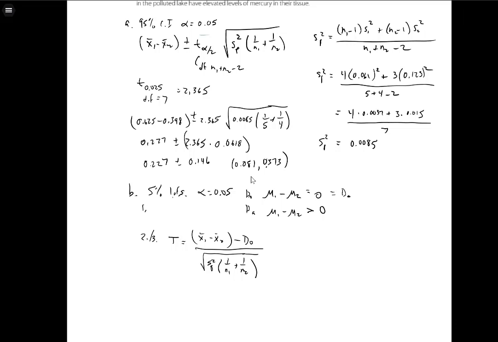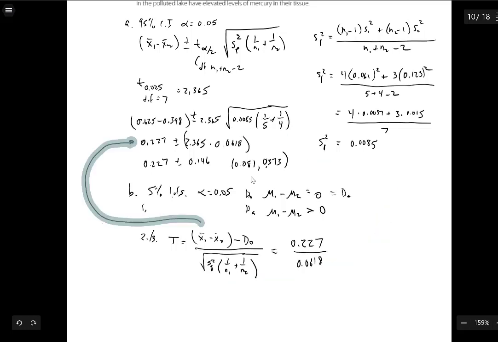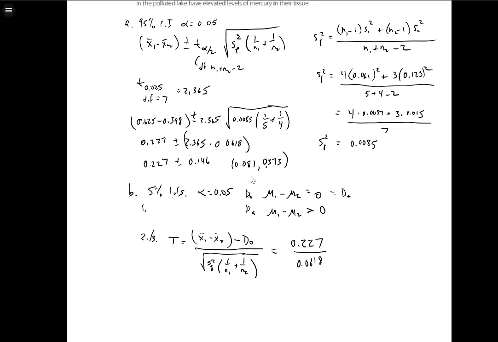So if we look at that, our x1 minus x2, that is right here. And the square root of SP squared times 1 over n1 plus 1 over n2, that was this thing. So this is going to equal 2.27 divided by 0.0618. Okay, let me get rid of those because I was just getting where we had calculated that. So when I divide this out, this is 1.895. So that's the value of our test statistic.